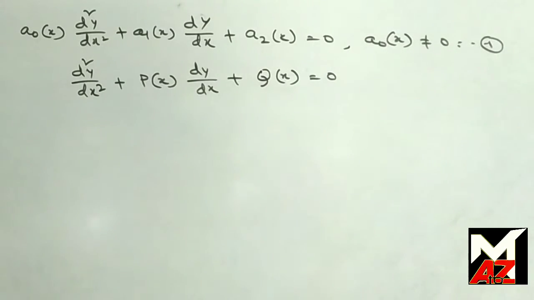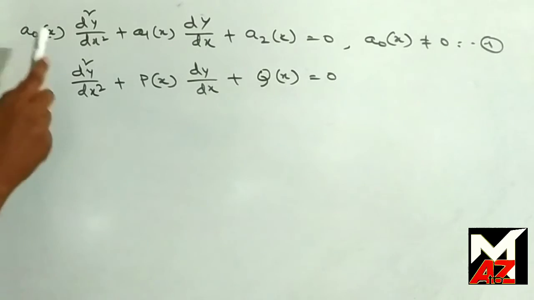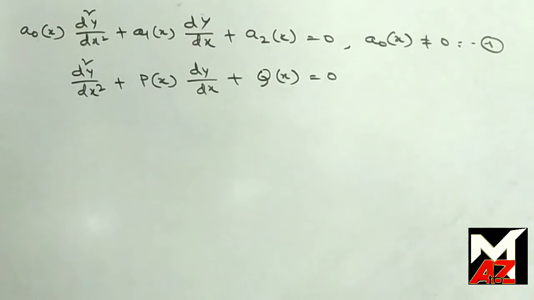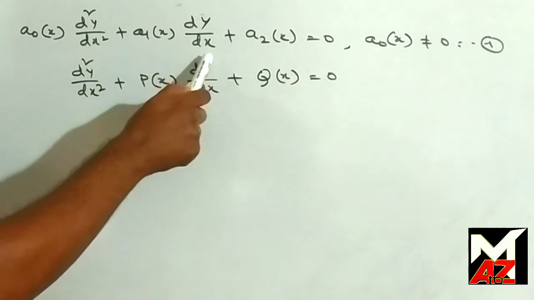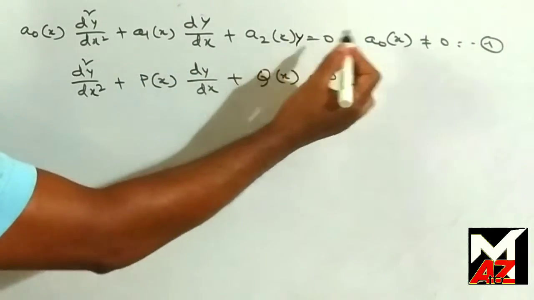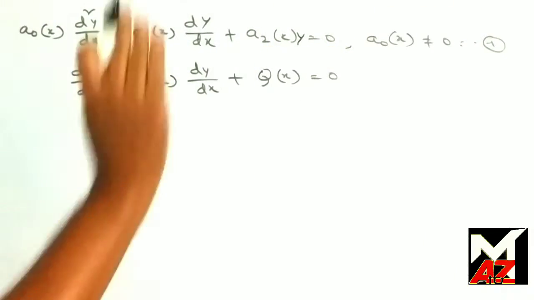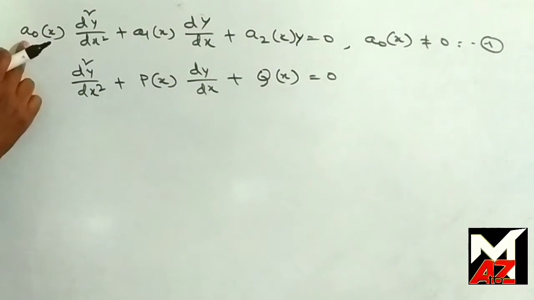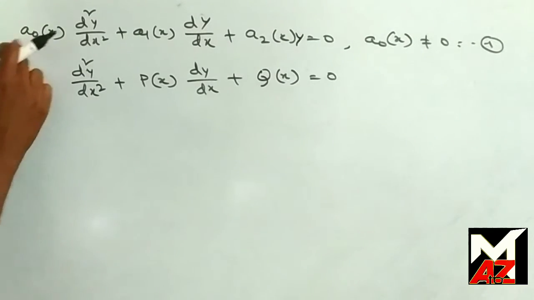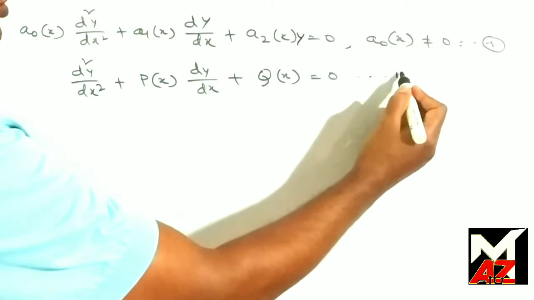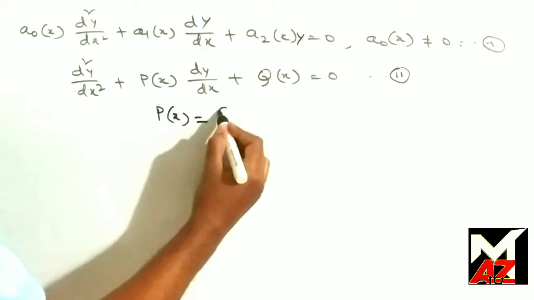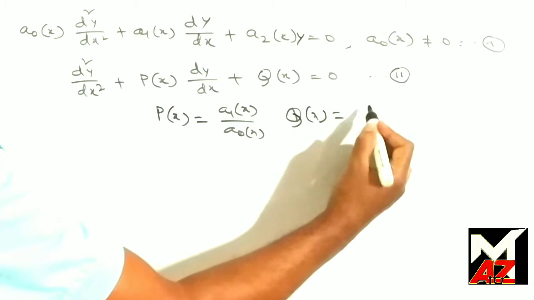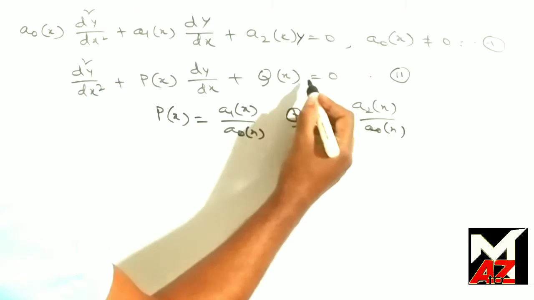Here we consider a second order homogeneous linear ordinary differential equation: a0(x) d2y by dx2 plus a1(x) dy by dx plus a2(x) y is equal to 0, where a0(x) is not equal to 0. This is equation 1. In canonical form, by dividing both sides by a0(x), the equation can be written as d2y by dx2 plus p of x dy by dx plus q of x y equal to 0, where p of x equal to a1(x) by a0(x) and q of x is equal to a2(x) by a0(x). This is equation 2.